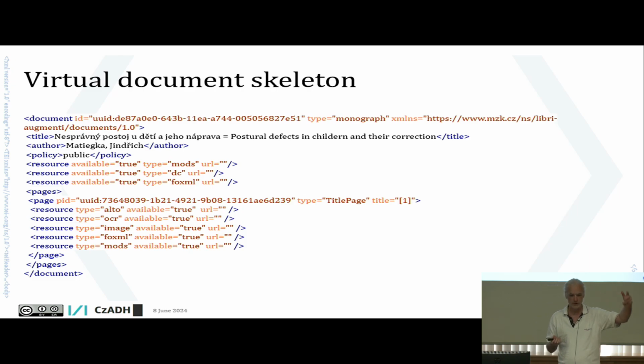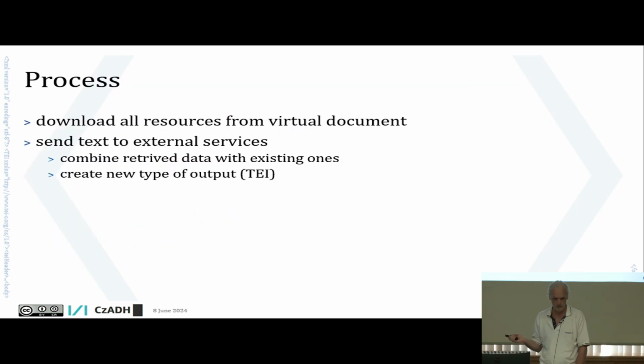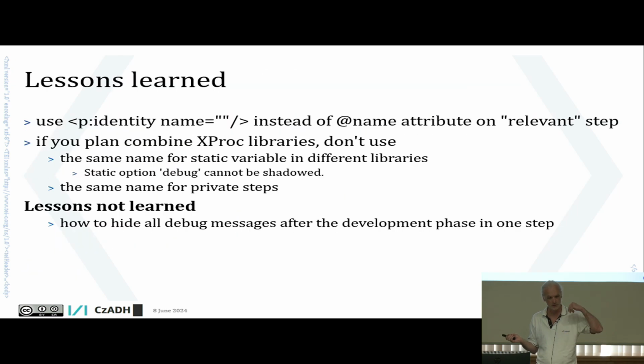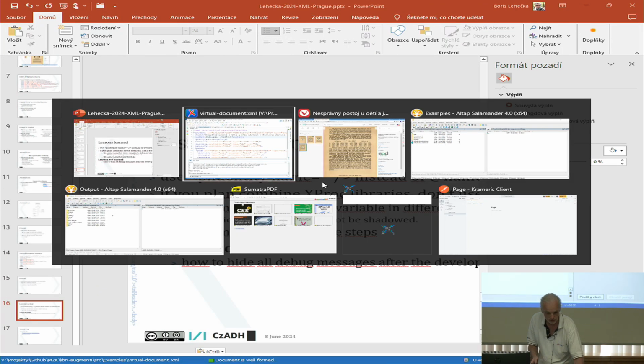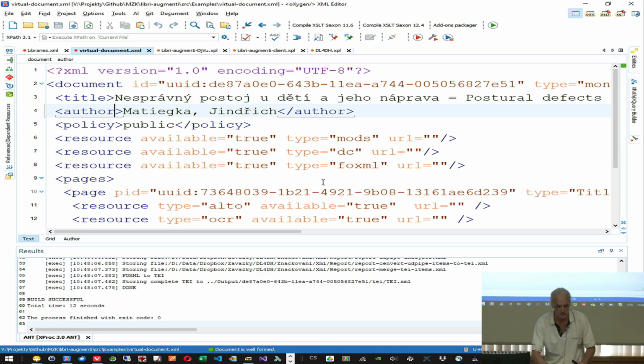The library creates a virtual document that has for each resource its own element with URL. Then it is downloaded, etc. And this is the last slide of my presentation. I switch to the demonstration in Oxygen.